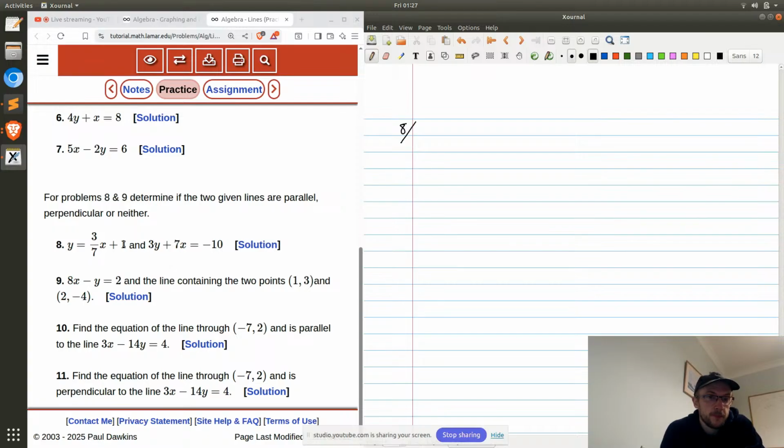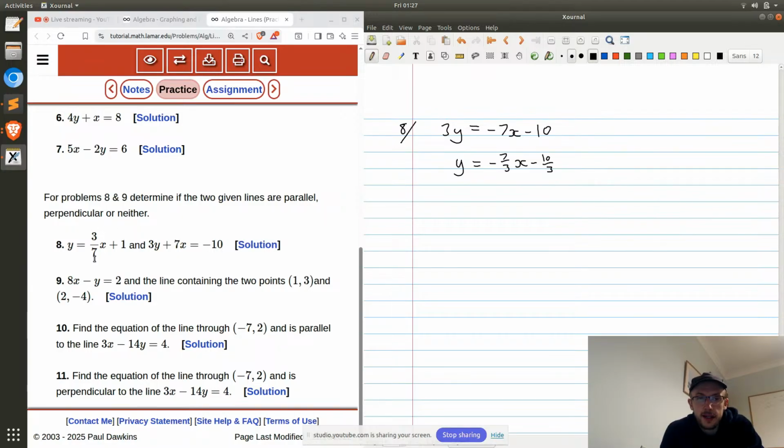So in this case, this is in slope-intercept form, and this is in standard form. So right now I cannot compare them to one another. I need them both to be in the same form. I'm going to convert this into slope-intercept form because then I can just read off the slope easily. So 3y is equal to negative 7x minus 10. And then divide both sides by 3. So y equals negative 7 over 3 x minus 10 over 3.